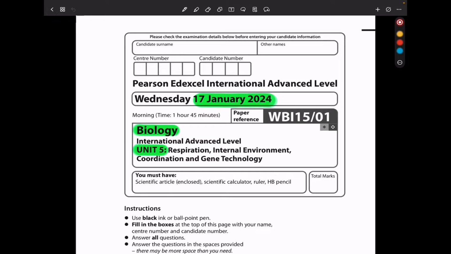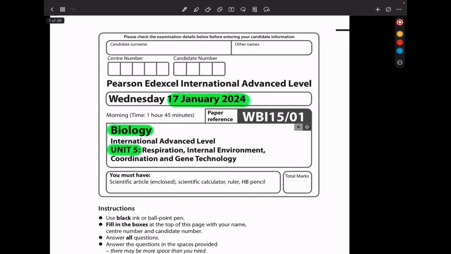Today we are doing the Pearson Edexcel International A-Level Biology Unit 5 for January 2024. Let's begin with the first question.